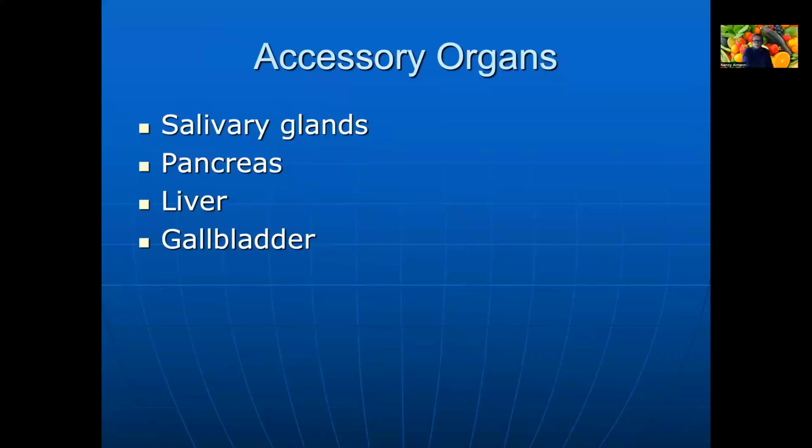We do have some organs that play important roles in digestion. Those are considered accessory organs, and those are the ones that are listed there: the salivary glands, the pancreas, which is also an endocrine organ, the liver, and the gallbladder.